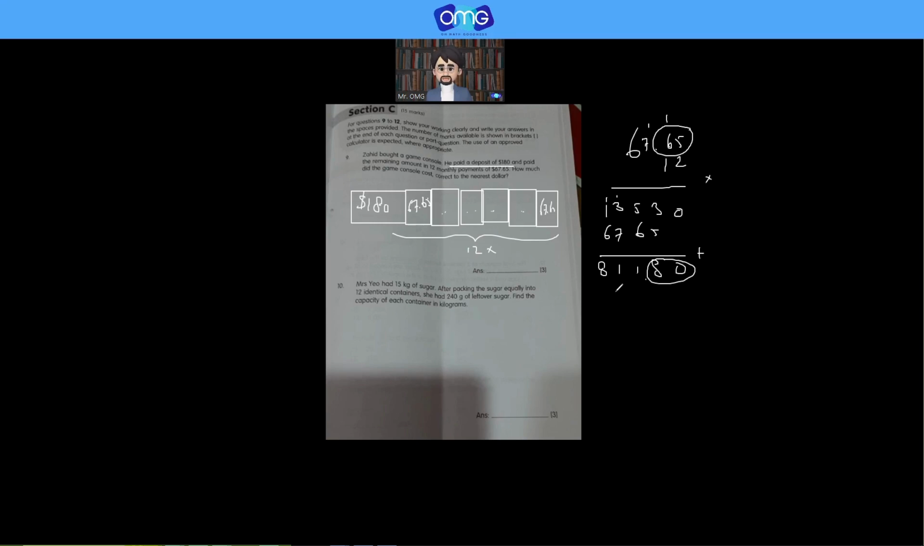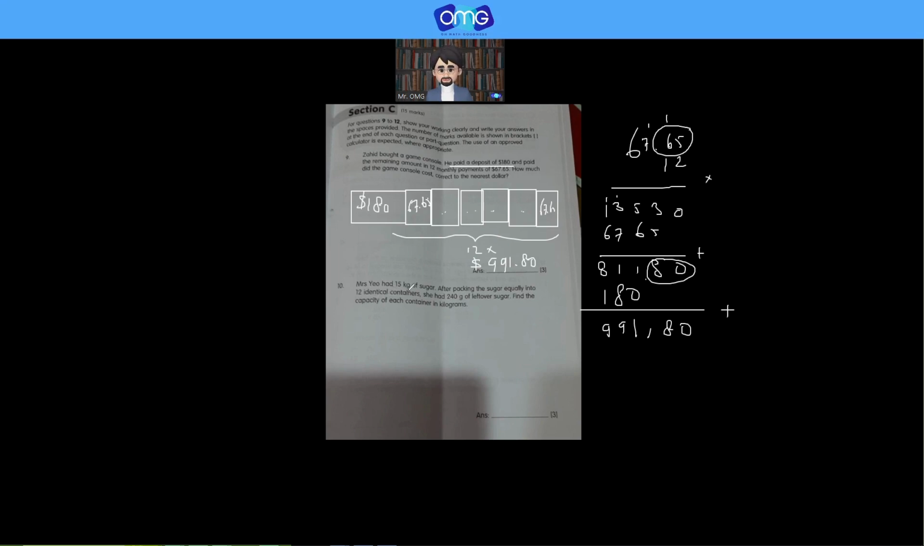But we need to remember Zahid also paid for a deposit, so we plus 180. 180.00 actually. So we plus, this is 80, the decimal is here, 1, 9, 9. 991.80 is the total.